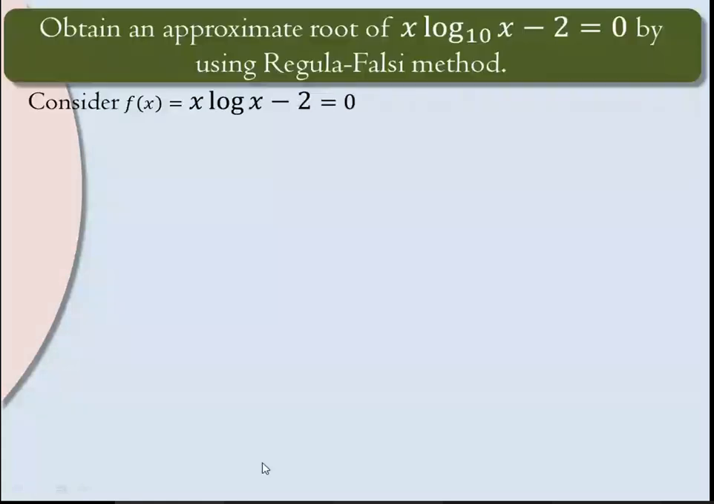Okay. Consider the next problem. x log x minus 2 equal to 0. Find the root of this equation. This is log to the base 10. We have two types, log to the base 10 or log to the base e. Here it is given x log to the base 10 of x minus 2 equal to 0.